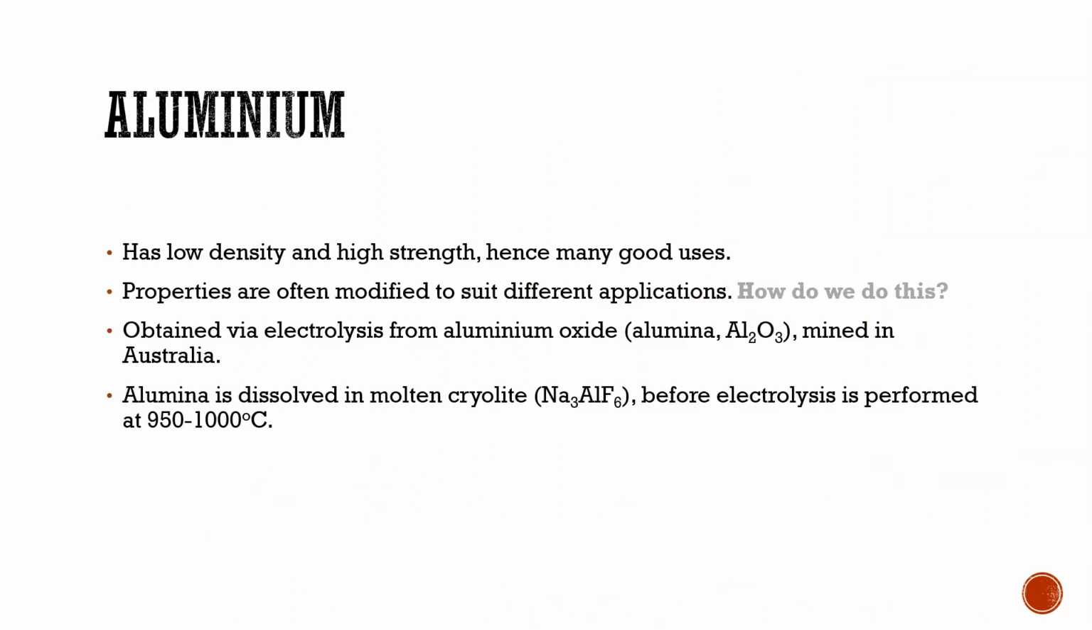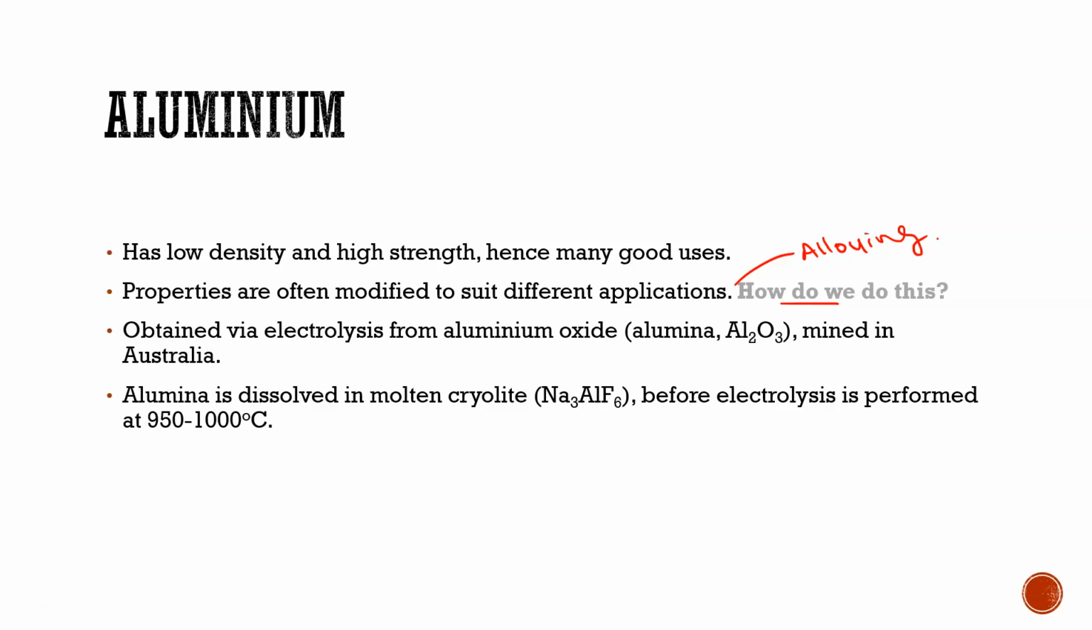Aluminium we use in a large number of construction and manufacturing needs. It has a low density and high strength, and we can modify its properties to different applications. You may remember that we talked about this in Year 11 through alloying of our metals. Generally, this is obtained via the electrolysis of aluminium oxide, alumina. We mine a lot of alumina in Australia. Aluminium will react with oxygen over time, forming a white oxide layer, which you may have seen.